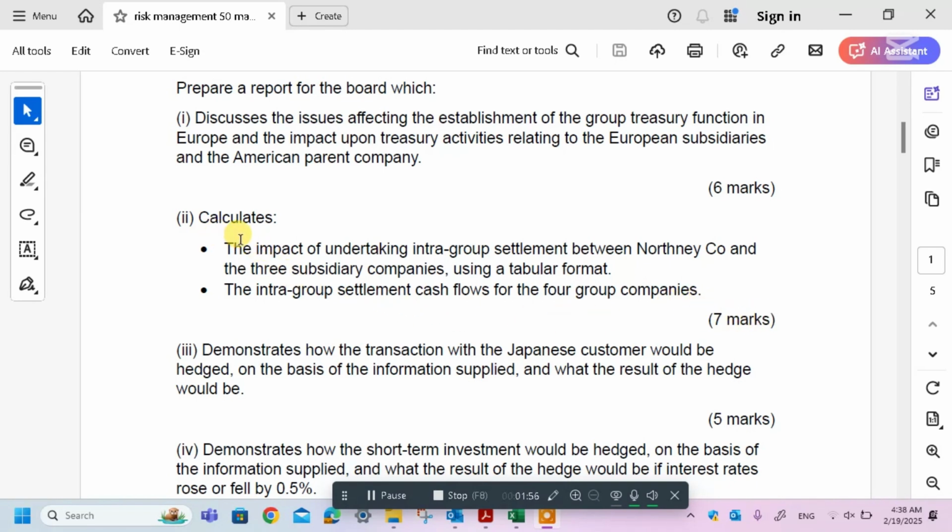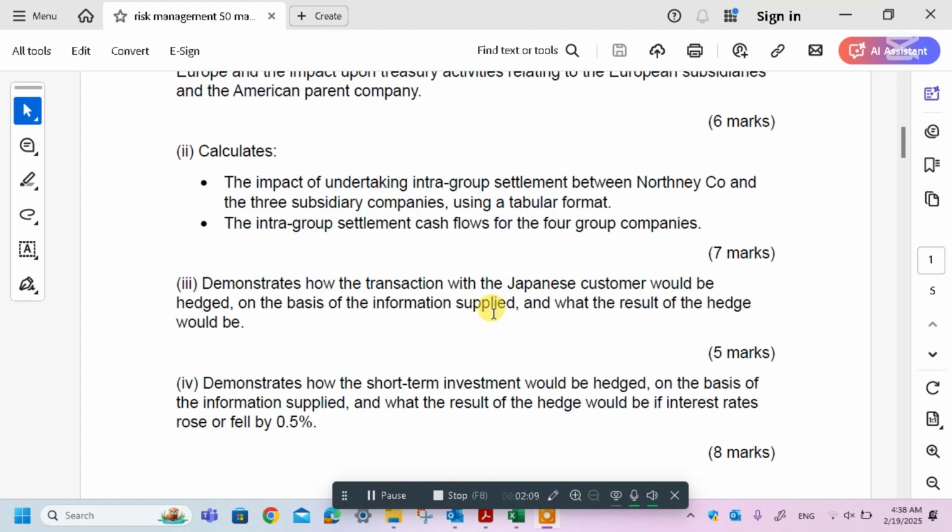Calculate the impact of undertaking intra-group settlement between Northern Company and the 3 subsidiary companies using a tabular format. The intra-group settlement cash flows for the 4 group companies, 7 marks. Intra-group netting, this is one of the methods of internal hedging that we use for currency risk management. Intra-group netting or intra-group settlement, 7 marks, they are asking the calculation of that.